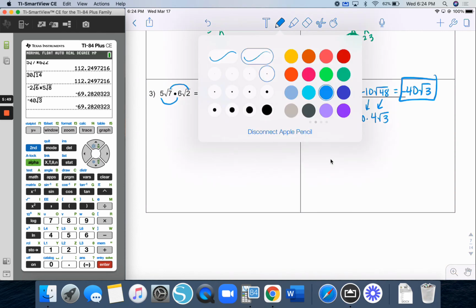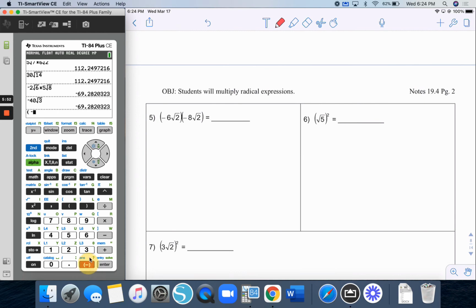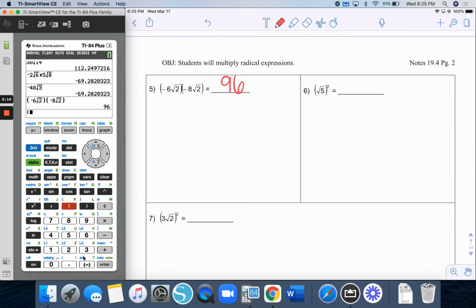So a couple more problems on the back. Again, we always want to check in the calculator because it might save us some time. So negative 6 square roots of 2 times negative 8 square roots of 2. And how beautiful. This one works out nicely. We get 96. We don't have an ugly decimal, so there's nothing I have to do other than write that answer down. The square root of 5 squared, we're going to double check that one. The square root of 5 squared, how beautiful. It works out nicely, so take my advice.